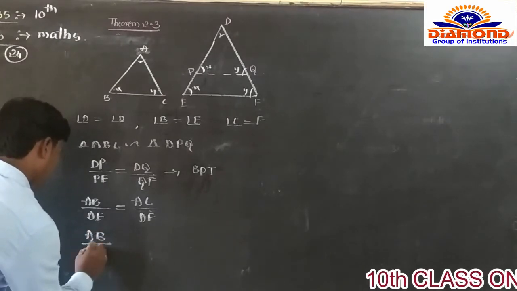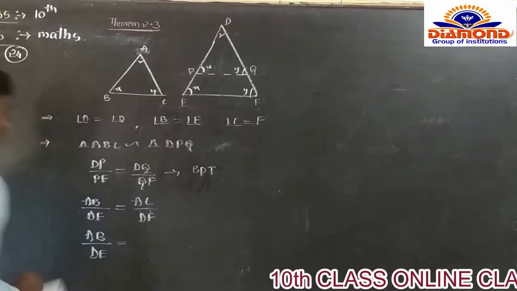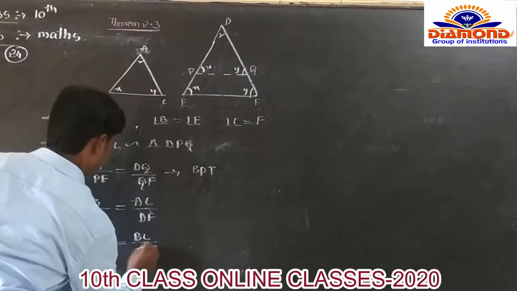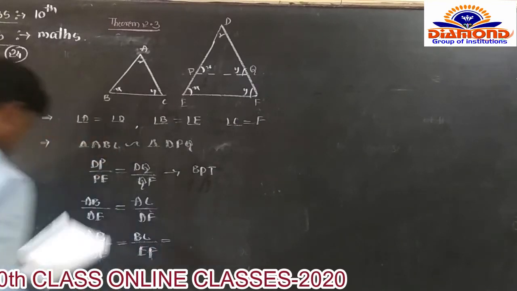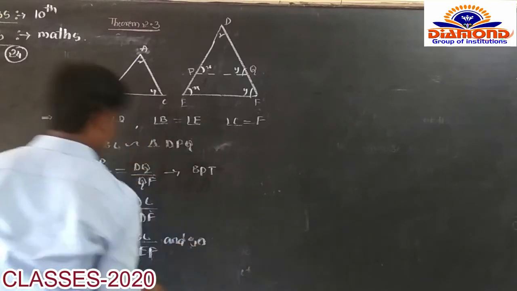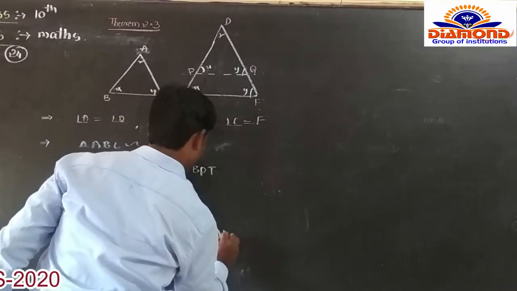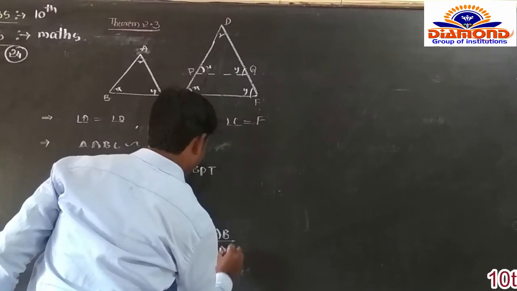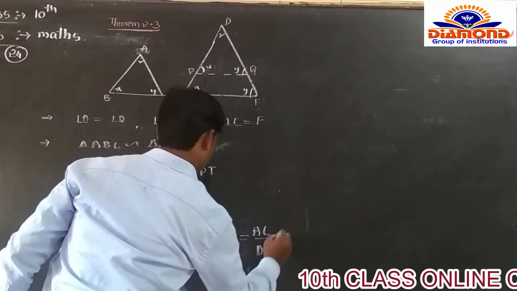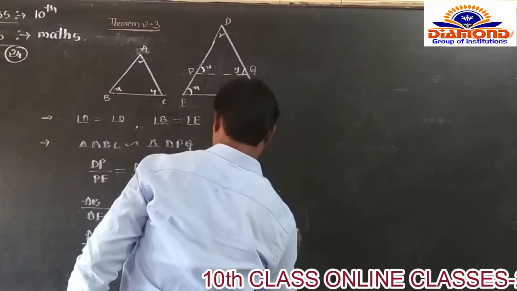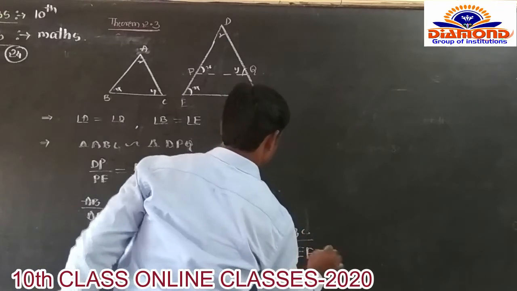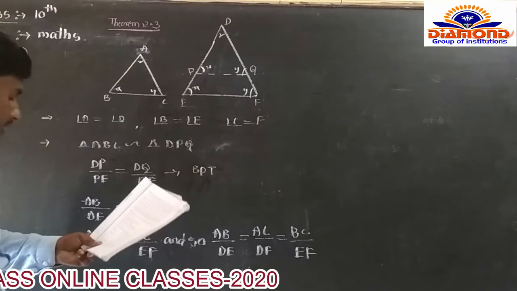AB upon DE is equal to BC upon EF. Similarly, already we know that AB upon DE is equal to AC upon DF is equal to BC upon EF. So all sides are here proportional.